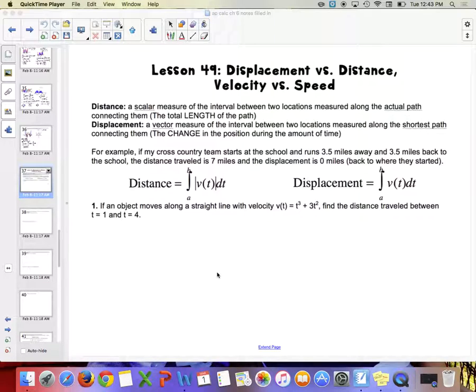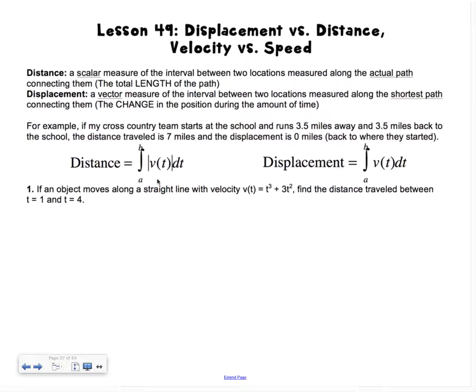49 is on distance versus displacement and velocity versus speed. Okay, so we've talked about this a little bit before, but not a ton. So at the very end, I'll review some basic concepts that are going to help you on your homework, because some of the people forgot what we had talked about before.